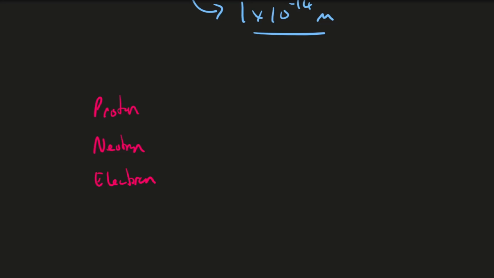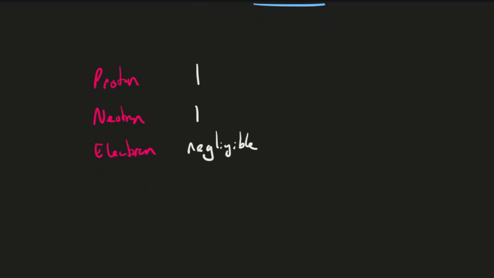And so what we can say is the proton has a relative mass of 1, the neutron also has a relative mass of 1, and the electron has a very small relative mass. We actually say it's negligible. It's so small, it's almost 0, and we can pretty much ignore it when we want to do any kind of calculation or anything like that.